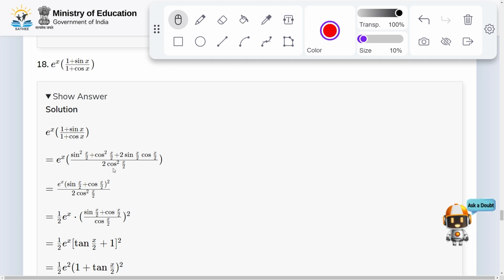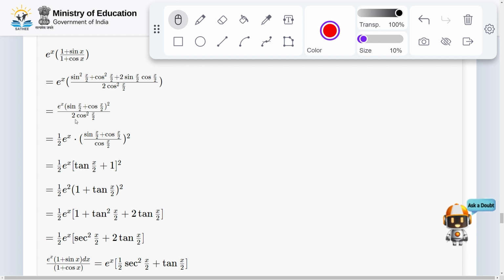Okay, as you can see, in the numerator this is the whole square thing, which is (sin x/2 + cos x/2) whole square. In the denominator, this is just nothing but (cos x/2) whole square. So I can rewrite, after taking half common, you get half of e^x multiplied with (sin x/2 + cos x/2) divided by cos x/2. Separate them, you get (tan x/2 + 1) whole square.